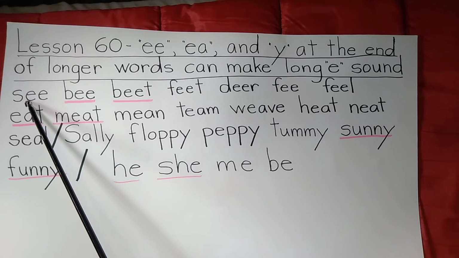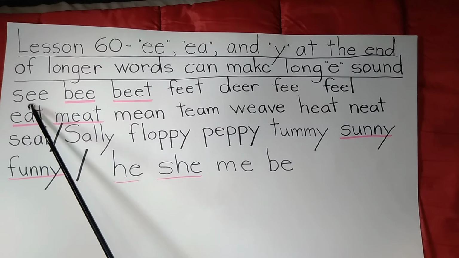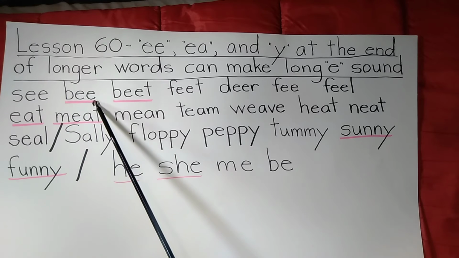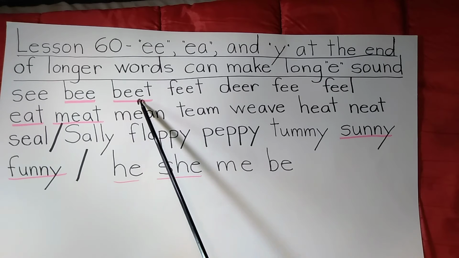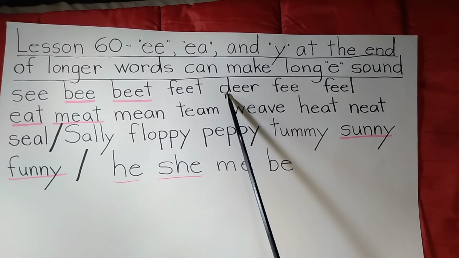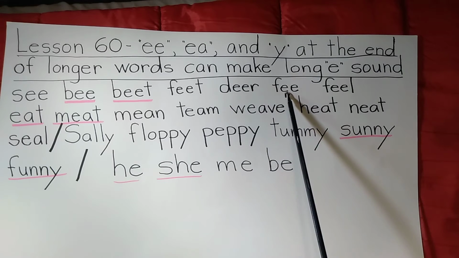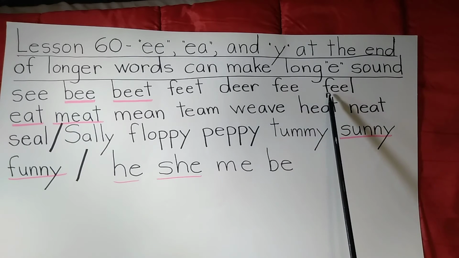The first line is a list of words that have the double E, long EE sound. Sea, bee, and this is the buzzing, stinging type. Beet, which is the red vegetable type. Feet, deer, fee, feel.